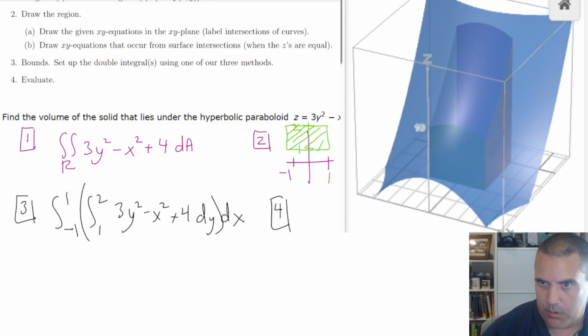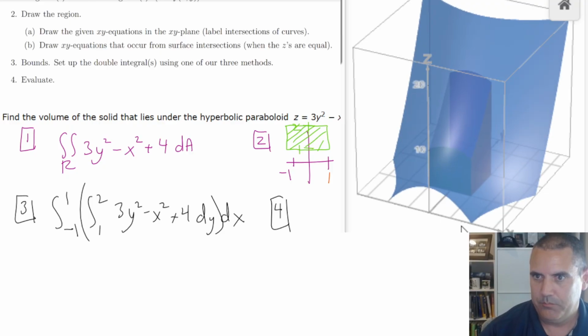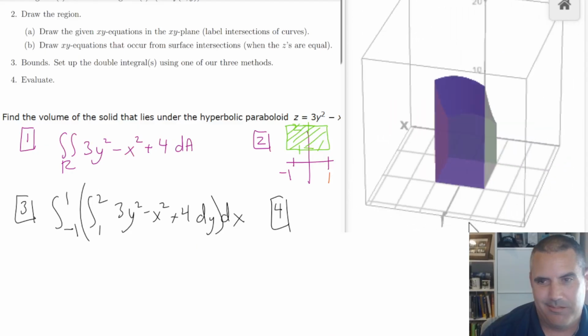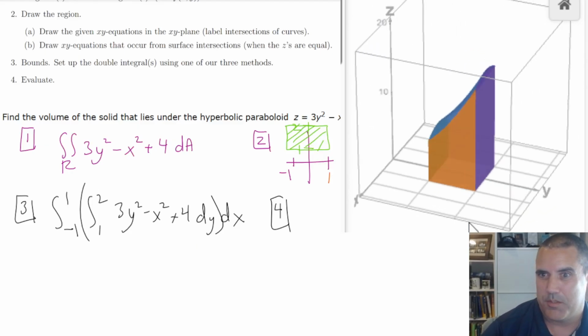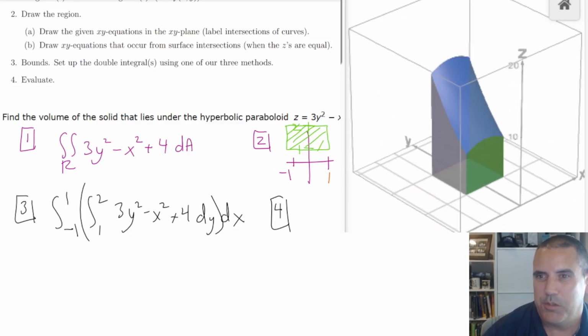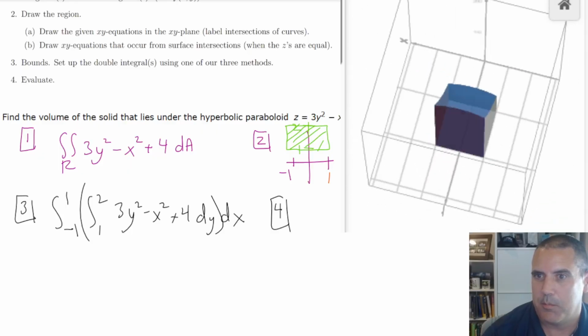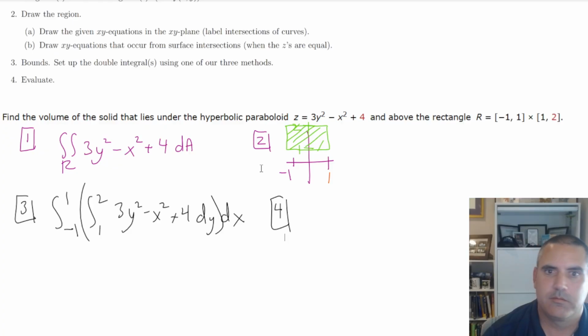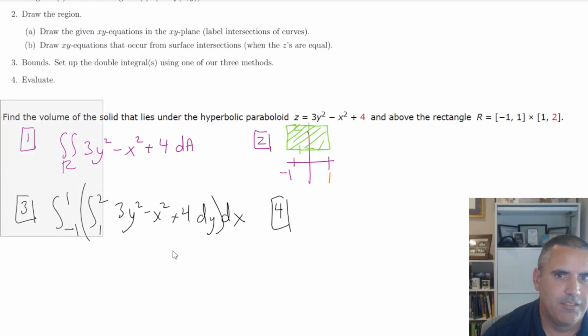So the actual surface is a Pringles chip, if I zoomed out, but we're only looking at it above this region. I think it's amazing we can find these volumes with very little effort. So this is a real general approach to volumes. You just have to be able to describe the region on the ground and find the surface. Let's try another one.